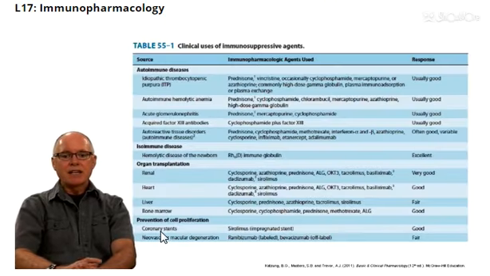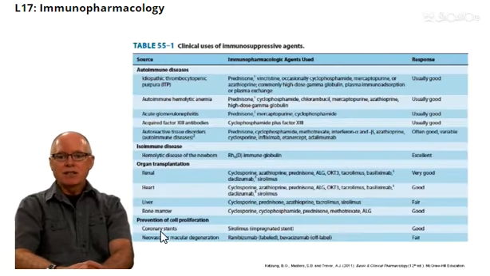In the clinic, several agents are used to suppress the immune system. These are used in autoimmune diseases and in organ transplantation. Several of the drugs that we'll discuss fall into this category.